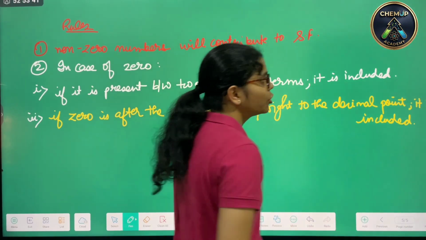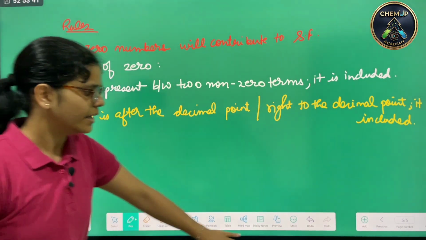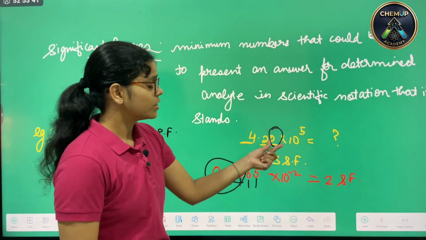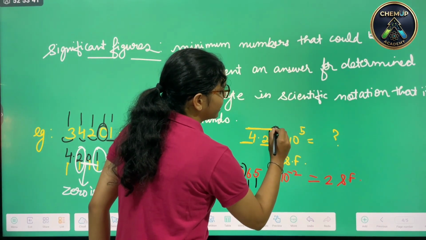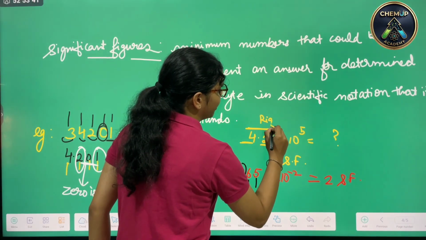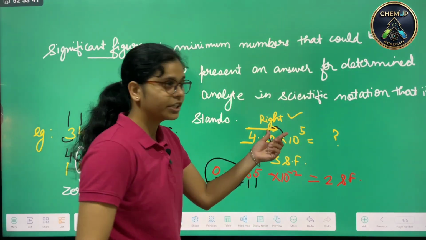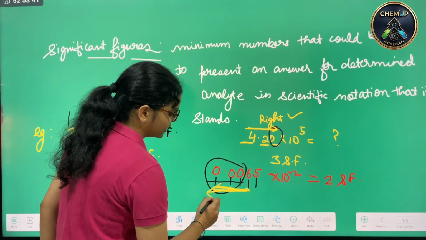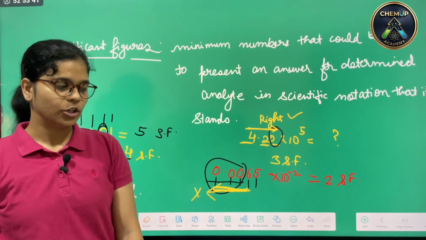If it is right of the decimal point, it is included. Like in our case, it was right of the decimal point. Here, it was right of the decimal point. Therefore, we have included it. And here, the 0 was left of the decimal point. Therefore, it was not included.